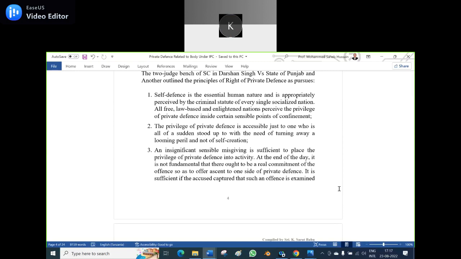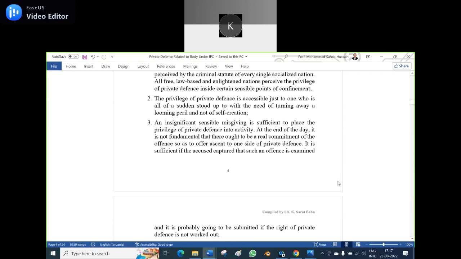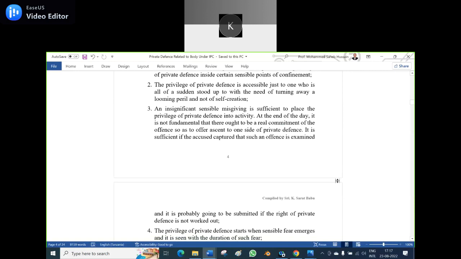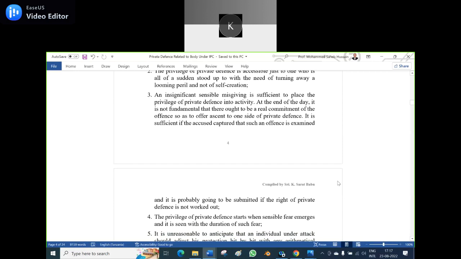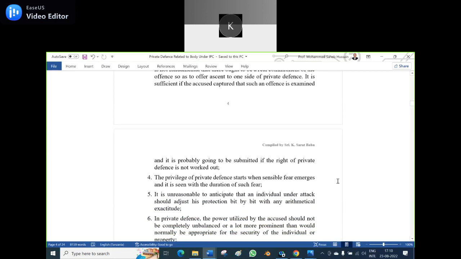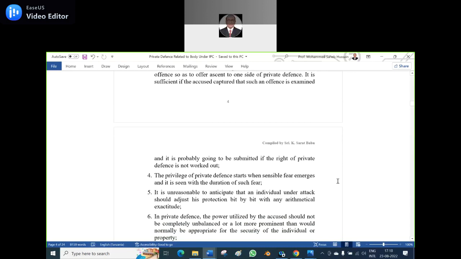An insignificant sensible misgiving is sufficient to place the privilege of private defense into activity. So some sensible apprehension is sufficient for an individual to put this privilege of private defense into activity. At the end of the day, it is not fundamental that there ought to be real commitment of the offense. If a person sees the danger of the offense also, he can take private defense. It is sufficient if the accused apprehended that such an offense is examined and it is probably going to be committed if the right of private defense is not exercised. If he perceives that sensation also, he can take self-defense.